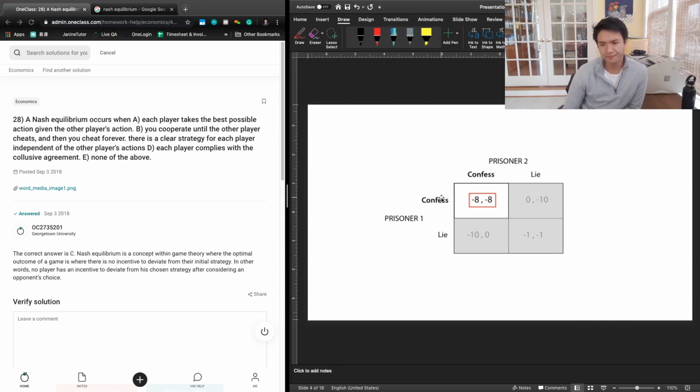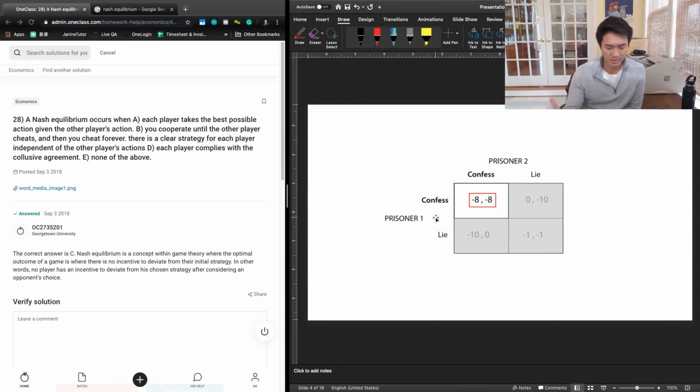And so that is the idea of Nash equilibrium. It basically says that Nash equilibrium occurs if you have a clear strategy that you can take, assuming that the other person does not change their strategy. And so in terms of the answer choices here, it's going to be answer choice C that best explains that relationship: there's a clear strategy for each player, independent of the other player's actions. And so here we see that confession is that clear strategy, and that's what Nash equilibrium refers to.